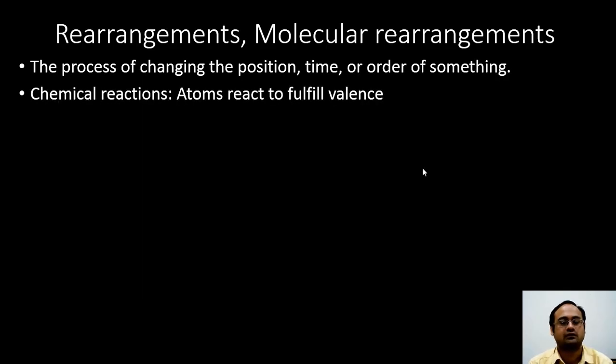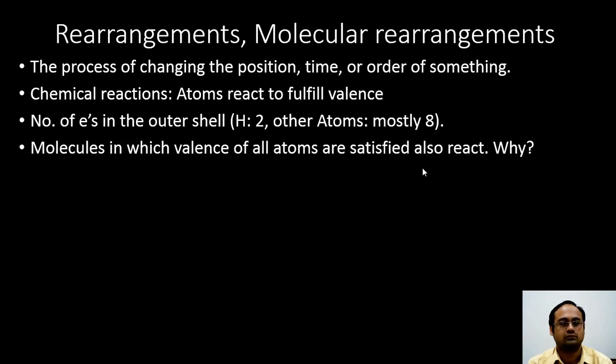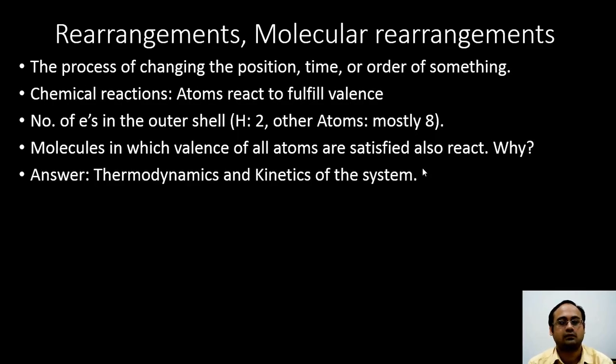Generally, we have seen earlier that in chemical reactions, atoms react to fulfill their valency, that is, the number of electrons in the outer shell available to the atom. So for hydrogen this is a doublet, and for most other atoms this is an octet, also known as the octet rule. But even after that, molecules in which the valencies of all the atoms are satisfied are more or less also reactive. Can you tell why this could be so? The answer comes from the thermodynamics and kinetics of the system as a whole.